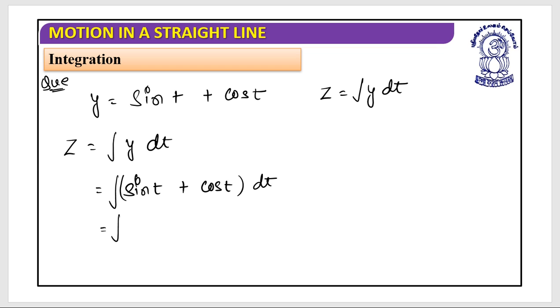So if it is the integration of sin t plus cos t dt, then what I need to do is integrate sin t. Integration of sin t, what is it? It is minus cos t. And integration of cos t is sin t, plus c. This should be my final answer.